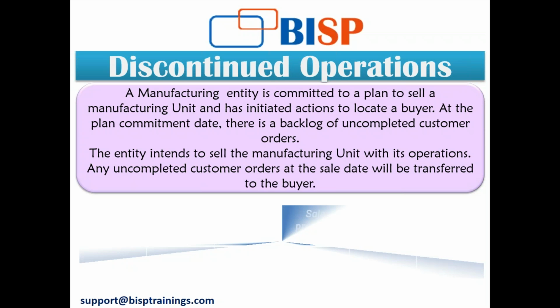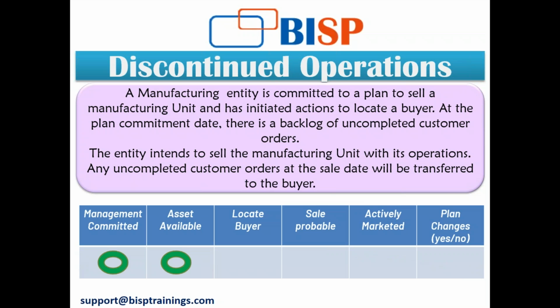Management is committed to sell because they have actually planned and committed, and they are locating a buyer. The asset is available for an immediate sale. Immediate sale can be possible even if it has uncompleted orders. It can be sold out. I have actually located a buyer. Sale is probable. It is actively being marketed and there are no changes in the plan. There are no near future changes in the plan. Hence, that will actually be classified under discontinued operations.